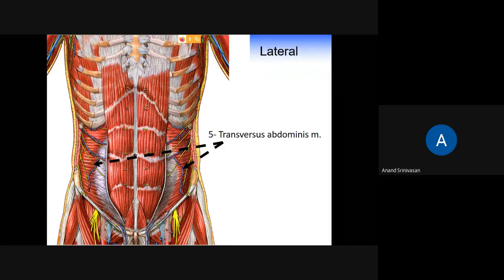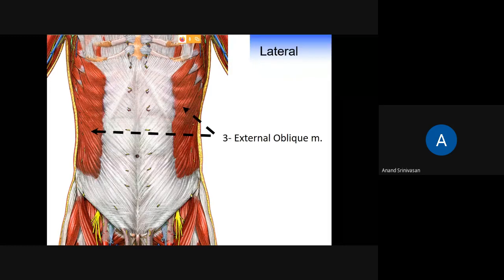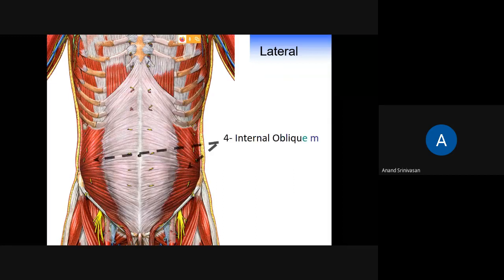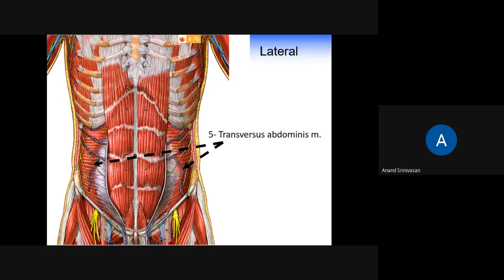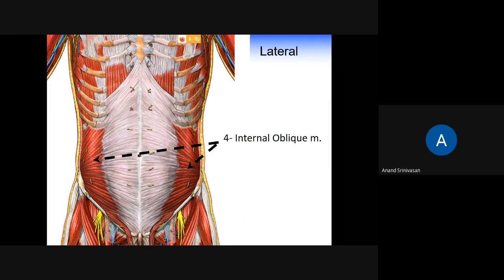If you see the external oblique muscle, it is passing downwards and medially. The internal oblique is passing upwards and medially, and the transverse abdominis is going transverse. Why? It's to strengthen the anterior abdominal wall. So imagine if there is only one muscle.